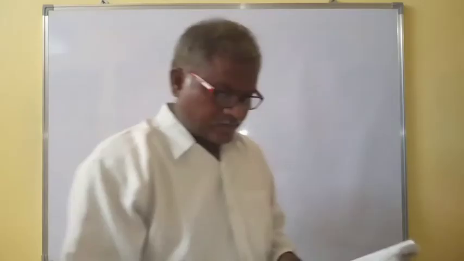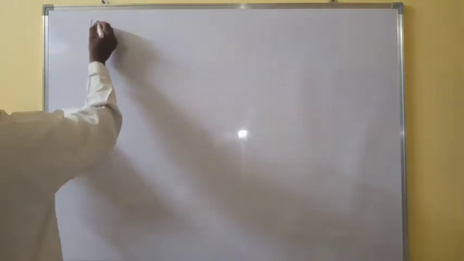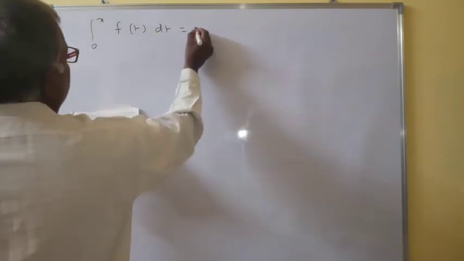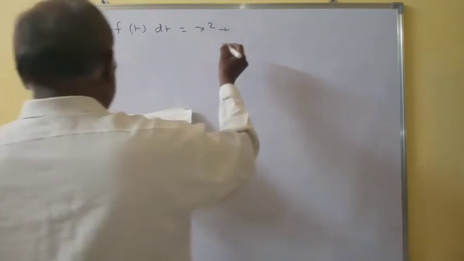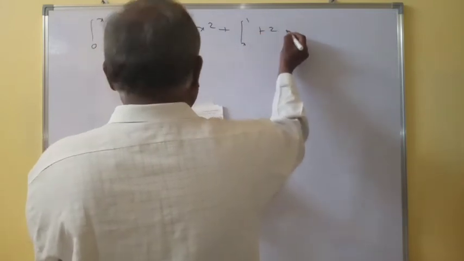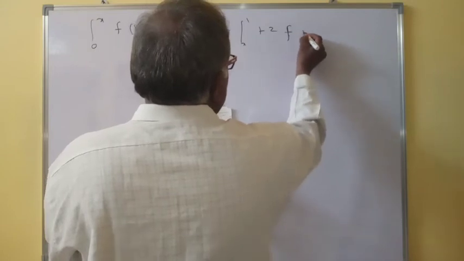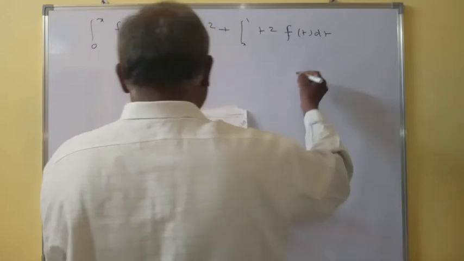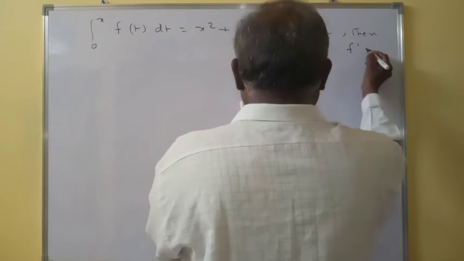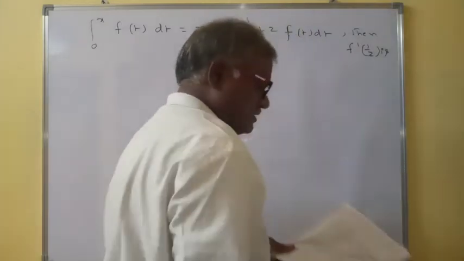Next, another problem. The integral from 0 to x of f(t) dt is equal to x square plus the integral from x to 1 of t square f(t) dt. Then find f dash of 1 by 2.